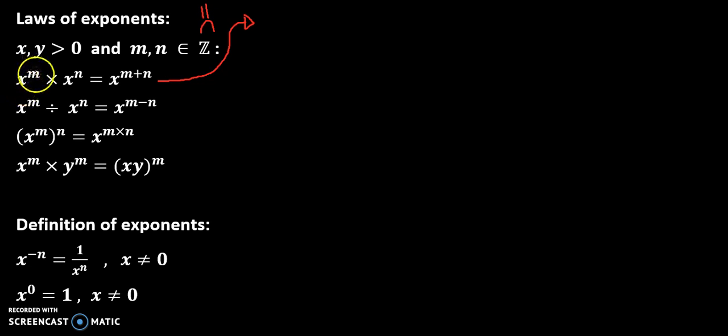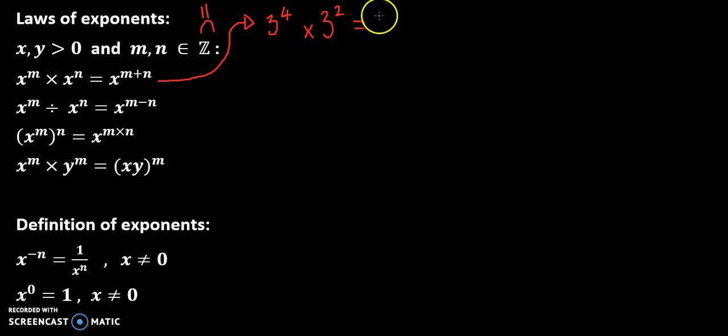Okay, x to the power of m times x to the power of n is equal to x to the power of m plus n. It feels very abstract. So let's change it to 3 to the power of 4 times 3 to the power of 2, and we'll write it out in expanded notation.